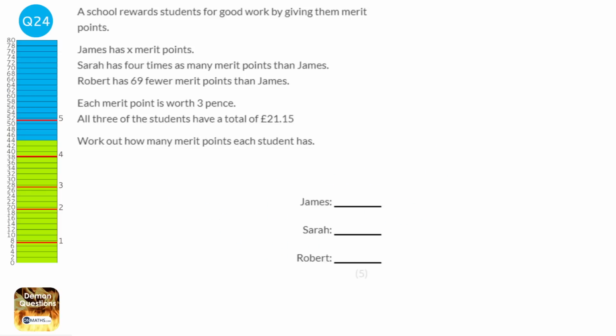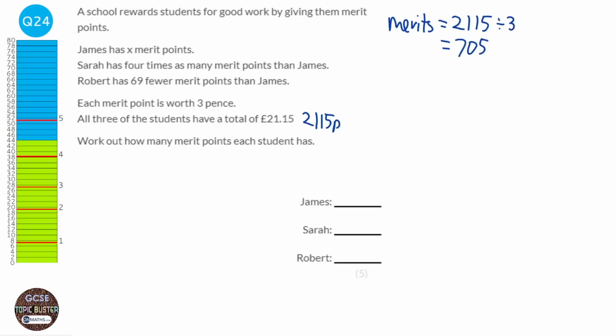There's a lot going on with this question, so I'm going to start off just having a look at the total amount of money. So I'm going to do this in pence, so 2,115 pence. And if each merit point is worth 3 pence, then we can work out the amount of merit points by doing 2,115 divided by 3. So that gives us 705. So there's 705 merit points.